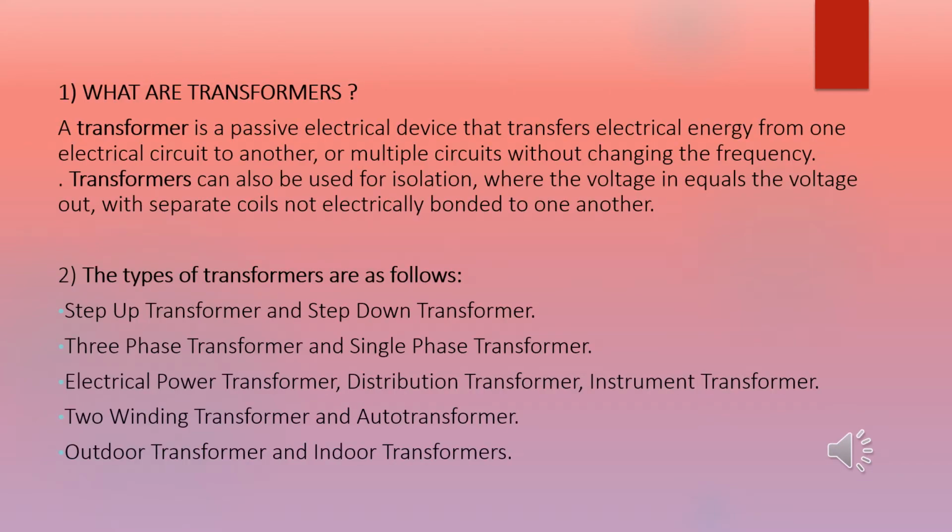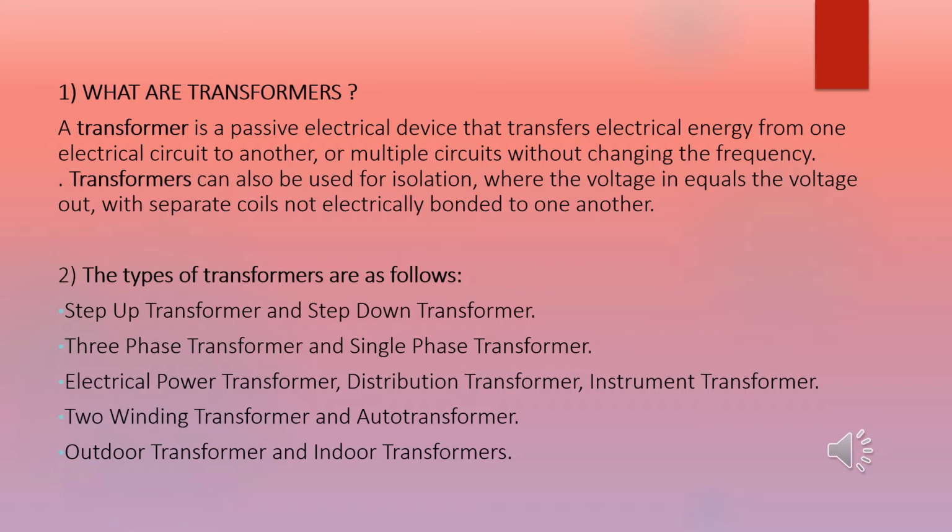What are transformers? A transformer is an electrical device which transfers electrical energy from one electrical circuit to another electrical circuit. It can be a single circuit to single circuit transformation, or it can be a single circuit to multiple circuit transformations. Now it is a passive electrical device. Passive means you have to supply some form of electrical energy to the transformer. It will not generate electrical energy on its own.